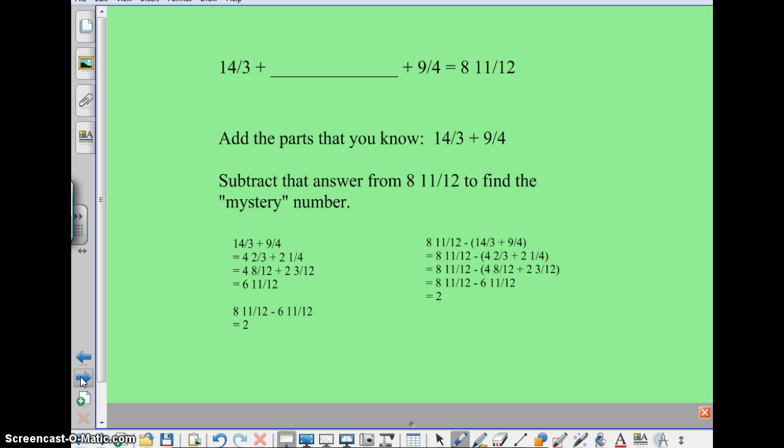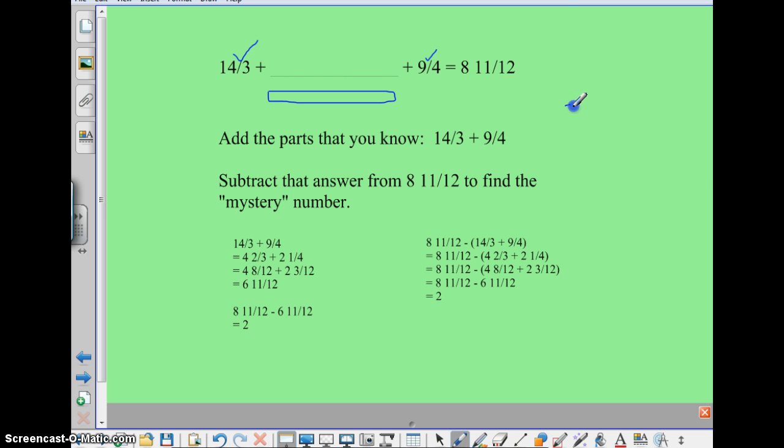Here is our next one. This is problem 4. So this is another type of problem they're going to give you where there's a piece missing. Okay, so we don't know this. It's like a tape diagram where we don't know that part. So first we would add the parts we know. So we know 9/4 and we know 14/3. So we add them together and then subtract them from the answer.